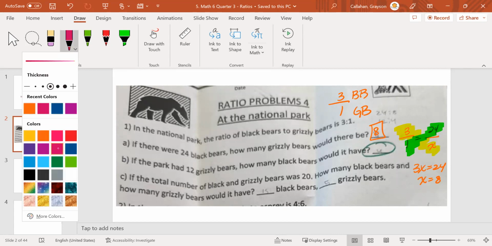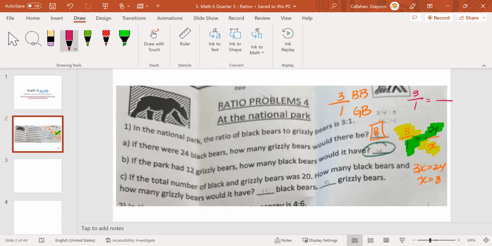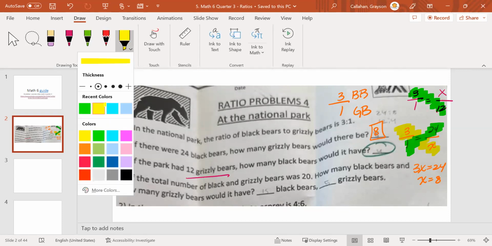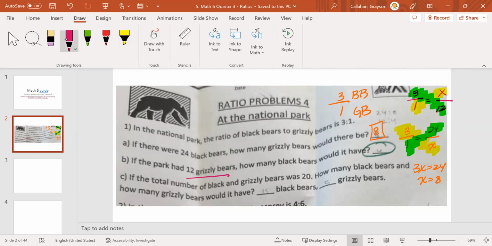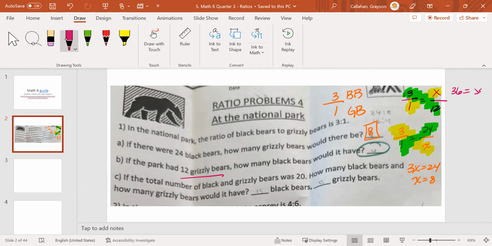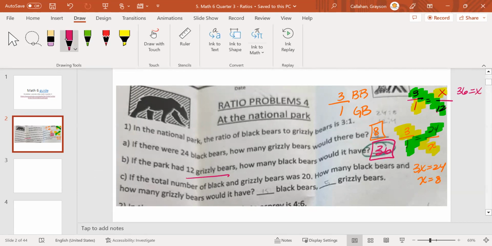If there are 12 grizzly bears, how many black bears will there be? So you go back to the same fraction, right? The same ratio. But this time it gives you grizzly bear. So 12 goes on the bottom, x goes on top. And then you just do the same thing, cross multiply. So when you do that, you have 36 equals x. So your answer here should be 36. Do you see that part right there? So make sure you change that mistake, okay?